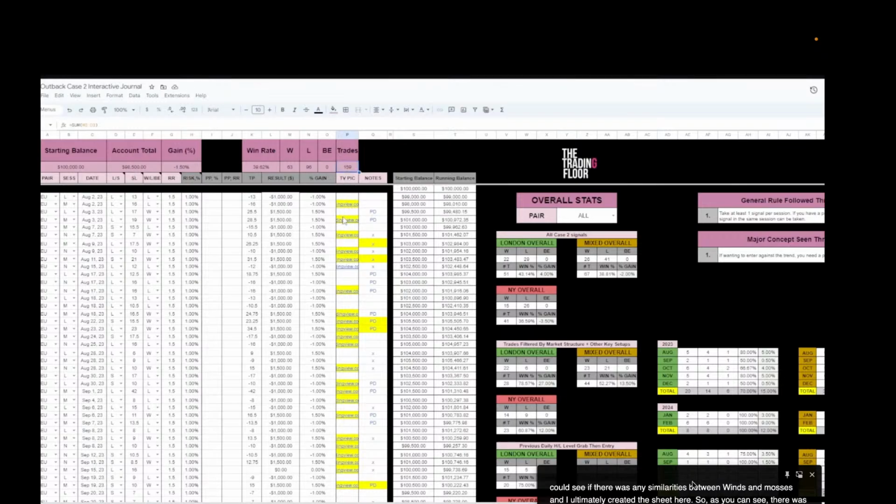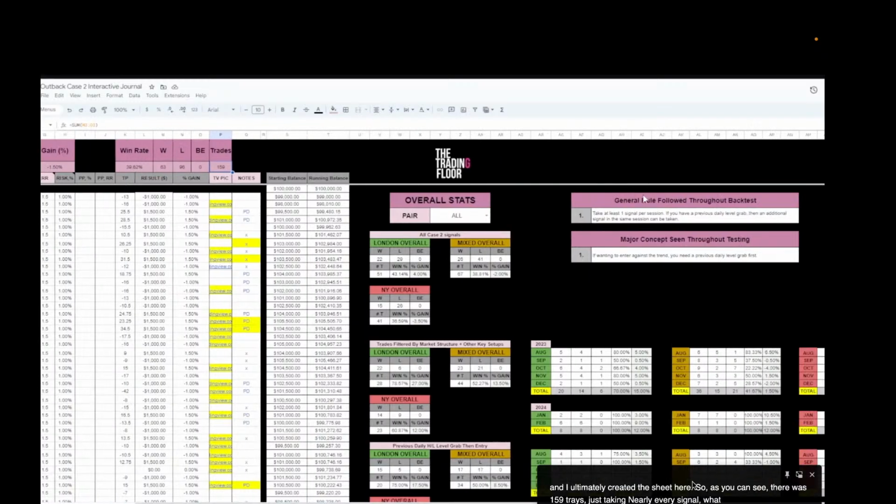And I ultimately created this sheet here. So as you can see, there were 159 trades just taking nearly every signal. What I'll say here, if you look to the right, a general rule I followed throughout the backtest was I took at least one signal per session. If I saw a previous daily grab after that one signal in the session, then I could also take an additional signal within that session. But if I didn't see a previous daily level grab until then, it was only one per session.